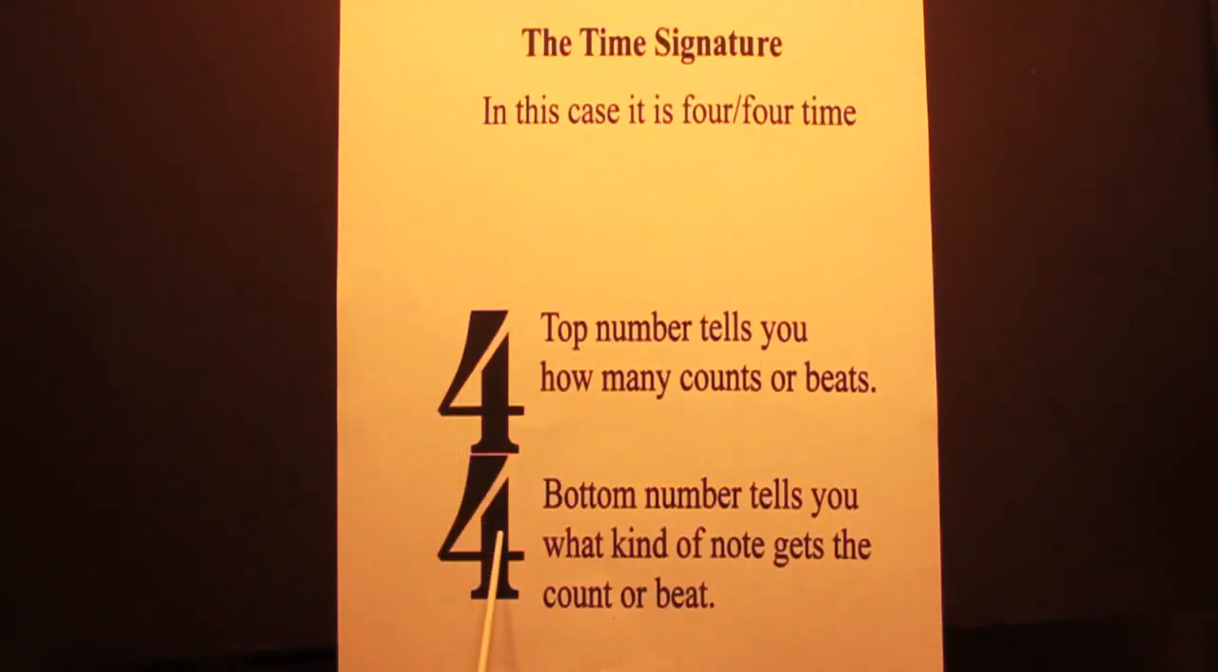This is a time signature. In this case, it's 4/4 time. The top number tells you how many counts or beats are going to be in that measure. And the bottom number tells us what kind of note gets the count or the beat. So in this case, it's 4 quarter notes.